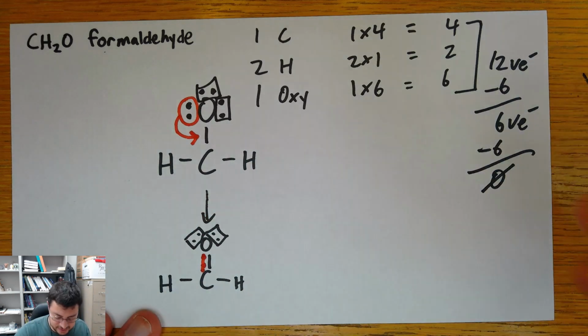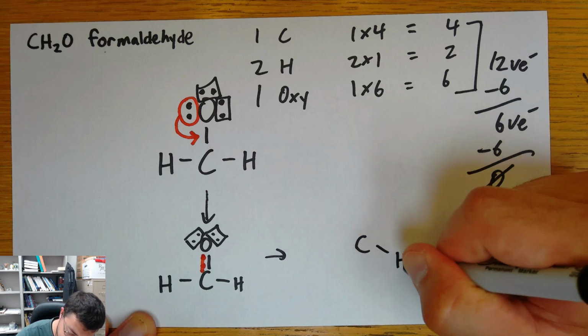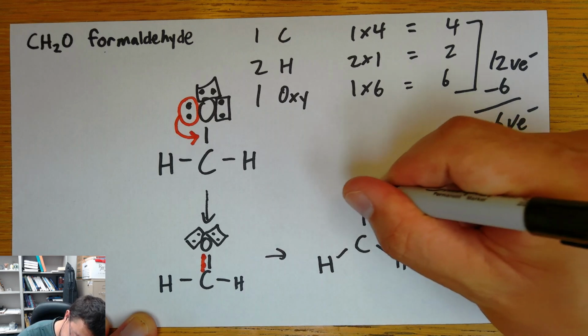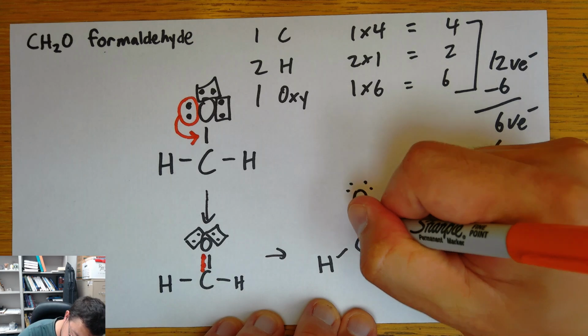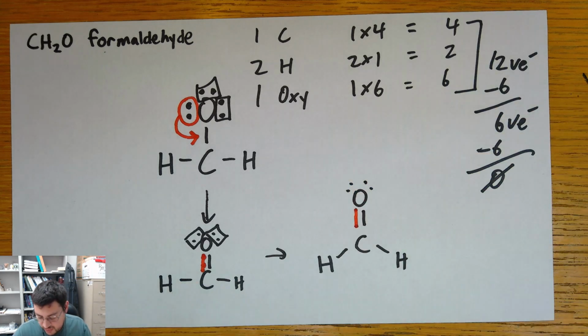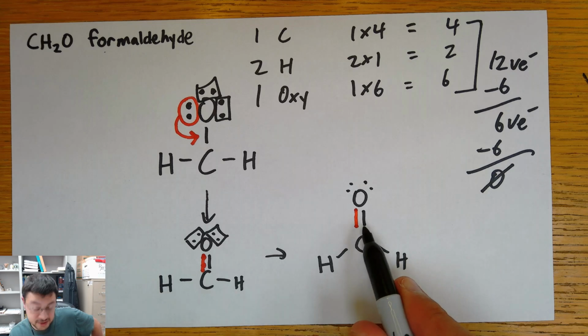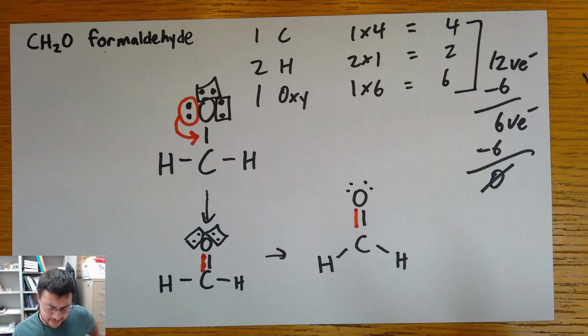Let me clean this up. And I'll keep that one in orange. All right, and this would be the final structure. This is our first instance of the so-called double bond. So let's recap what happened.